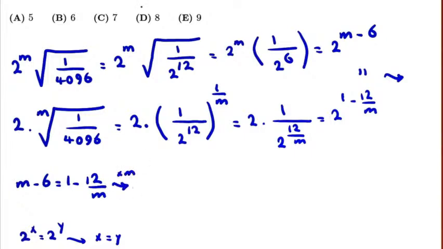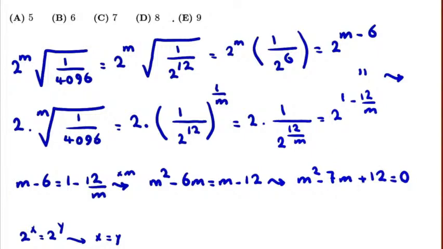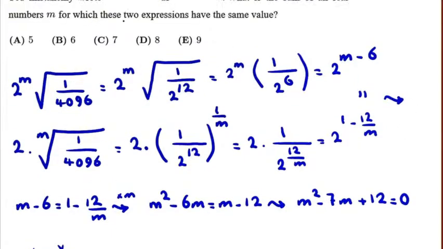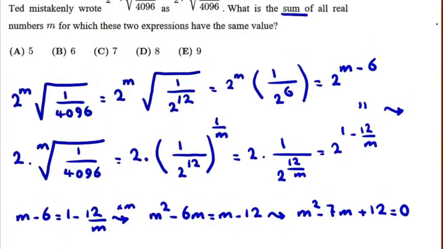We multiply both sides by m. It will be m squared minus 6m equals m minus 12. If you take all things to the left-hand side, m squared minus 7m plus 12 equals 0. Now, the problem asks, what is the sum of all real values?